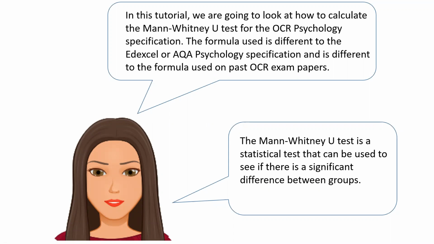In this tutorial, we're going to look at how to calculate the Mann-Whitney U test for the OCR Psychology specification. The formula used is different to the Edexcel or AQA Psychology specifications and is different to the formula used on past OCR exam papers. The Mann-Whitney U test is a statistical test that can be used to see if there is a significant difference between groups.